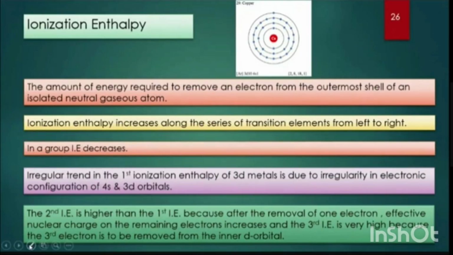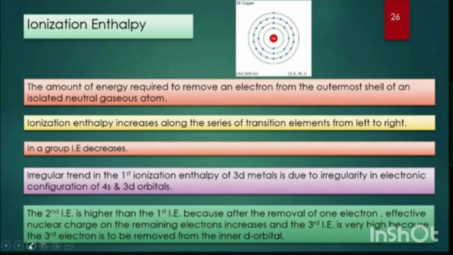And so with respect to the third ionization enthalpy, the amount of energy required to remove the third electron from the outermost shell is called the third ionization enthalpy. In case of the 3d transition series of elements, once they lose the electrons present in the 4s orbital, the third electron has to be removed from the inner 3d orbital, which requires a lot of energy.